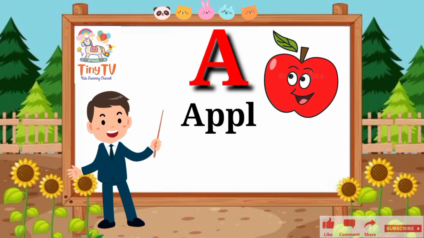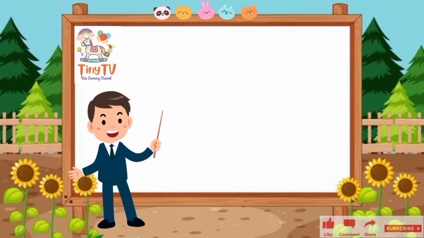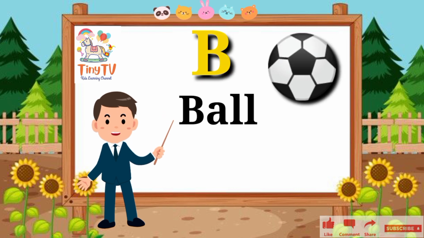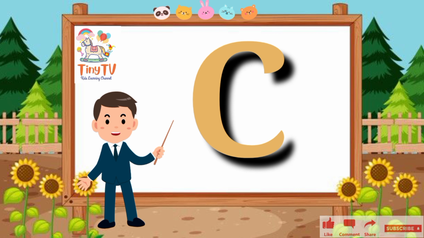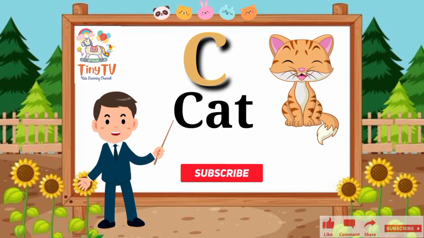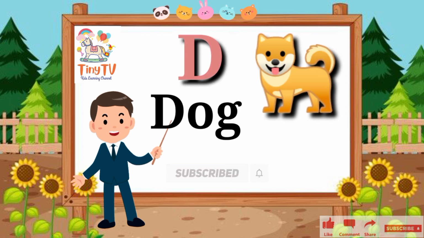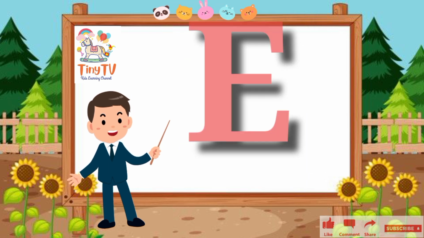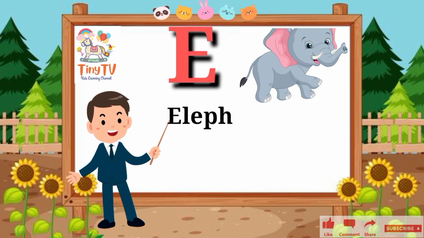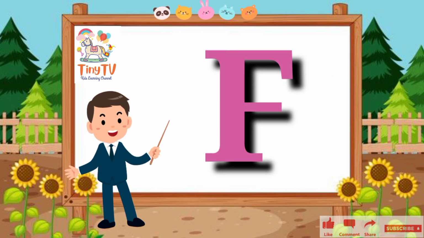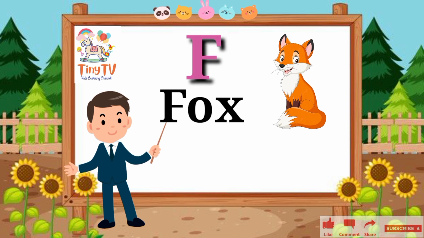A. A for apple. B. B for ball. C. C for cat. D. D for dog. E. E for elephant. F. F for fox.